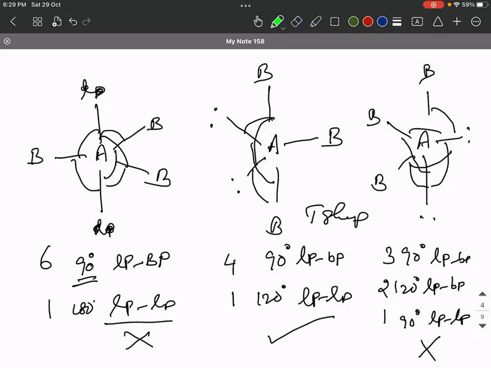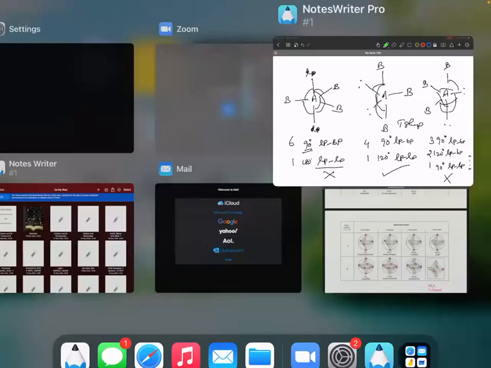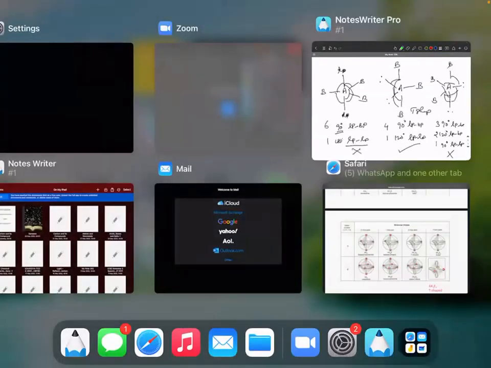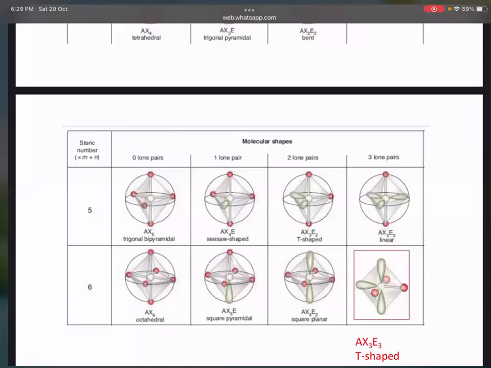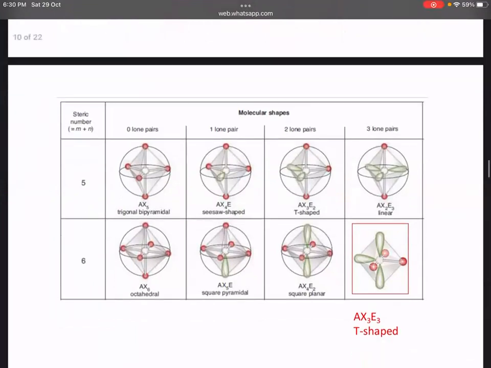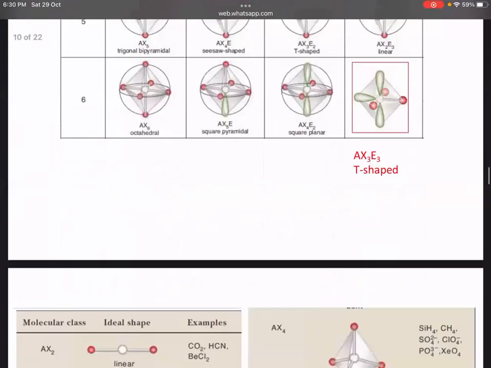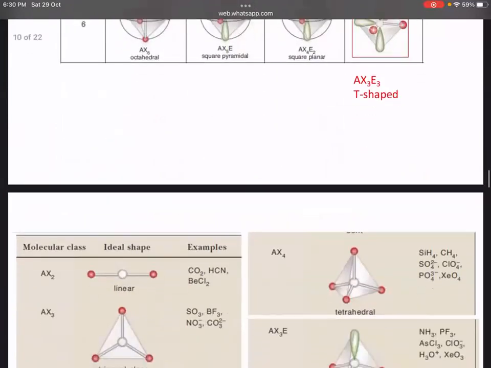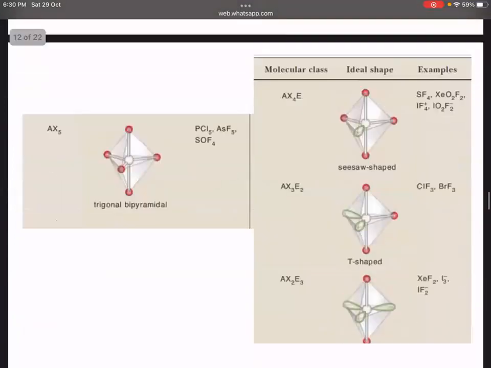Okay, are you able to understand now? So now, if you have 6 it means octahedral, 1 lone pair means square pyramidal, 2 means square planar, and 3 means T shape. But it is not an existing molecule, it is a hypothetical molecule. Okay. So examples AX2, AX3, AX4, like that, anions, cations, we will work out later.